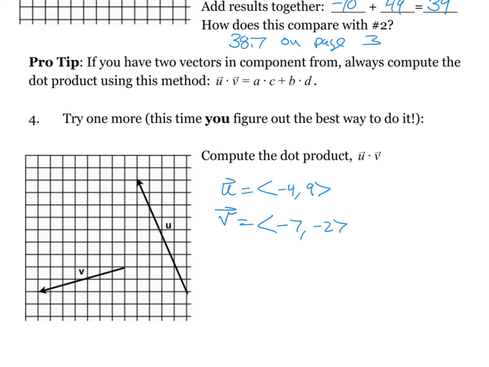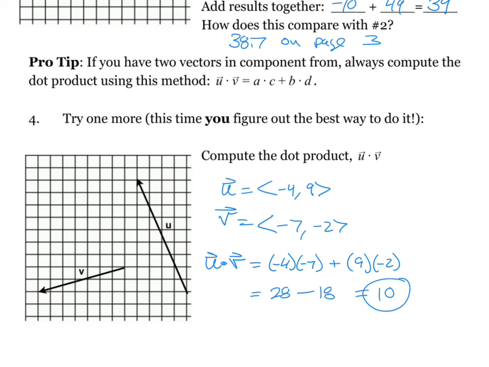And now the dot product of u times v is multiply their x components together, so it's -4 times -7. Add to that the product of their y components, 9 times -2. So 4 times 7 is 28. And we're going to be subtracting 9 times 2, so 18, equals 10. 10 is the dot product of vectors u and v as they're drawn here. Oh, that's so nice.